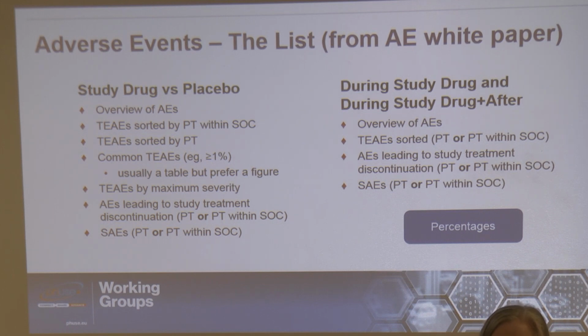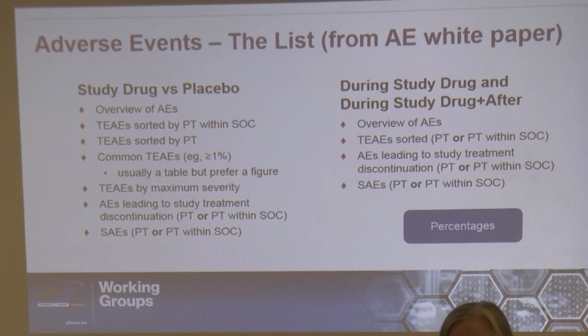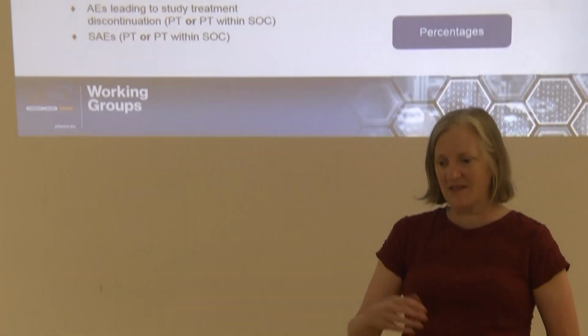What do you do for that treatment period, study drug versus placebo? We have an overview of adverse events, which we find handy as a quick summary. Then treatment emergent adverse events sorted by preferred term within system organ class, and sorted by preferred term without regard to system organ class. Then common TEAEs, TEAEs by max severity, AEs leading to study treatment discontinuation, and SAEs.